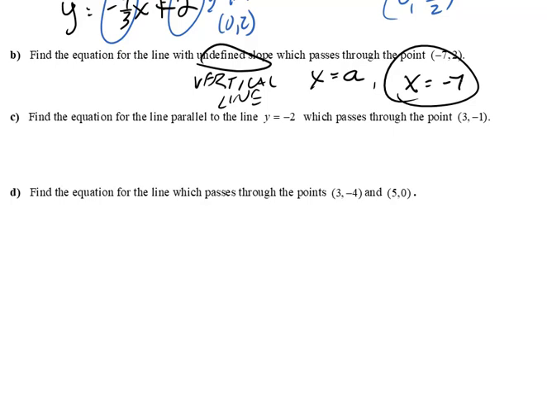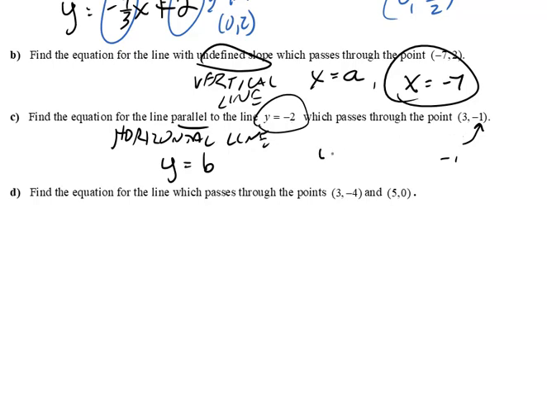Proceed to find the equation for the line parallel to the line y equals negative 2. So parallel to the line y equals negative 2, this is a horizontal line. And all horizontal lines have equations y equals b, or the b-intercept. So for this equation, the y value is negative 1. So the horizontal line that's parallel would be another horizontal line, and the equation would be y equals negative 1.